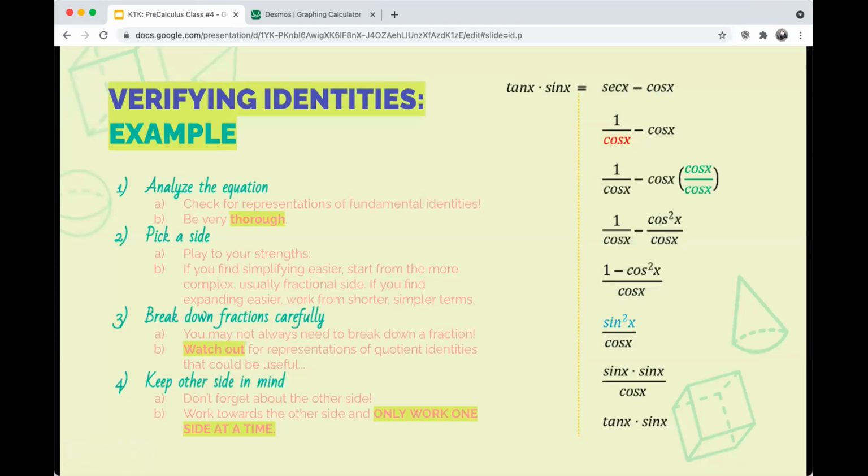Keep the other side in mind as well. So don't forget about the other side, and only work one side at a time. If you remember that about proofs, you can only work one side at a time. Don't work both sides. It's not a proof anymore. You're not verifying the identity anymore. So when I say don't forget about the other side, I mean don't start making a sine value into a tangent if there's no tangent on the other side, and it just doesn't lead you anywhere. So think about the functions that are on the other side when you're verifying these identities.